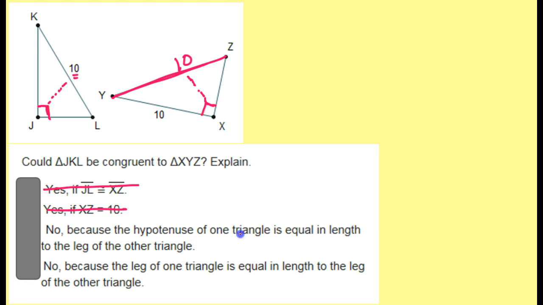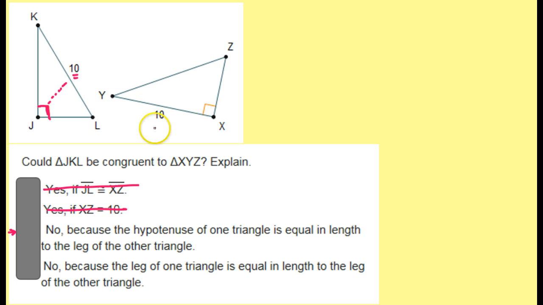No, because the hypotenuse of one triangle is equal in length to the leg of another triangle. Well, yeah, that definitely sounds like what we just said. So I'm going to read the other one, but it's looking like this is the correct answer. No, because the leg of one triangle is equal in length to the leg of the other triangle. No, that's just not the case. It's what they said first.